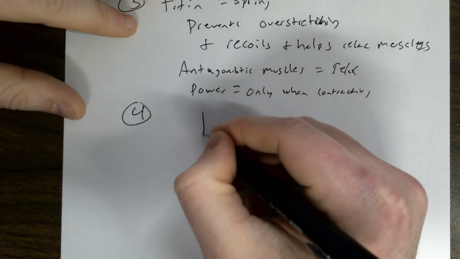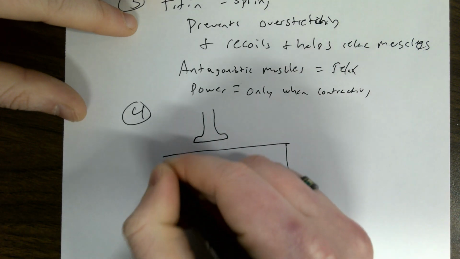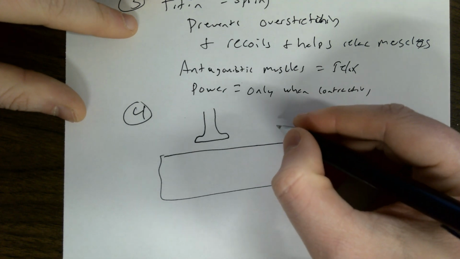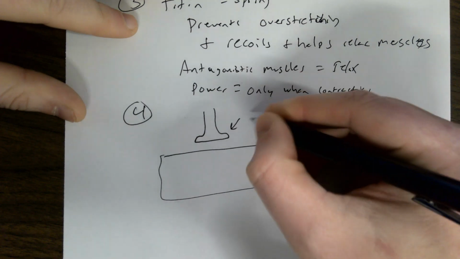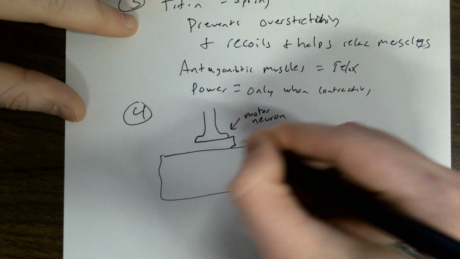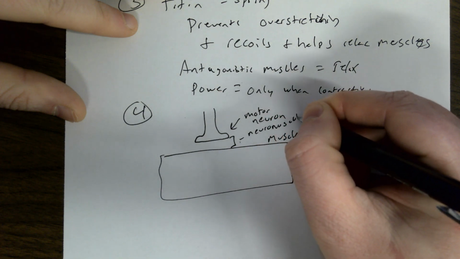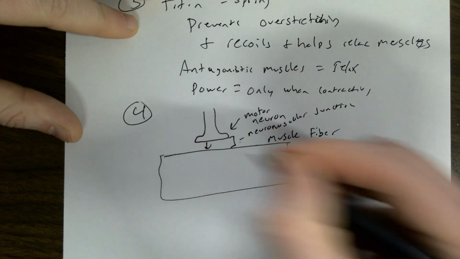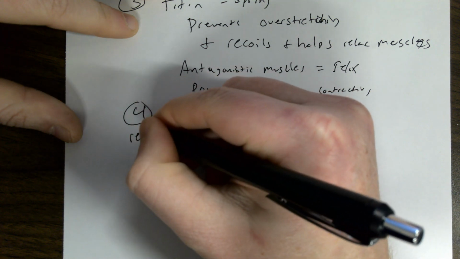We have here a motor neuron and your muscle. And so this is the muscle fiber. We have here the motor neuron. And we have a neuromuscular junction. And so how this works is it will do the same thing it normally does. Neurons will do what they normally do, and it'll release a neurotransmitter.